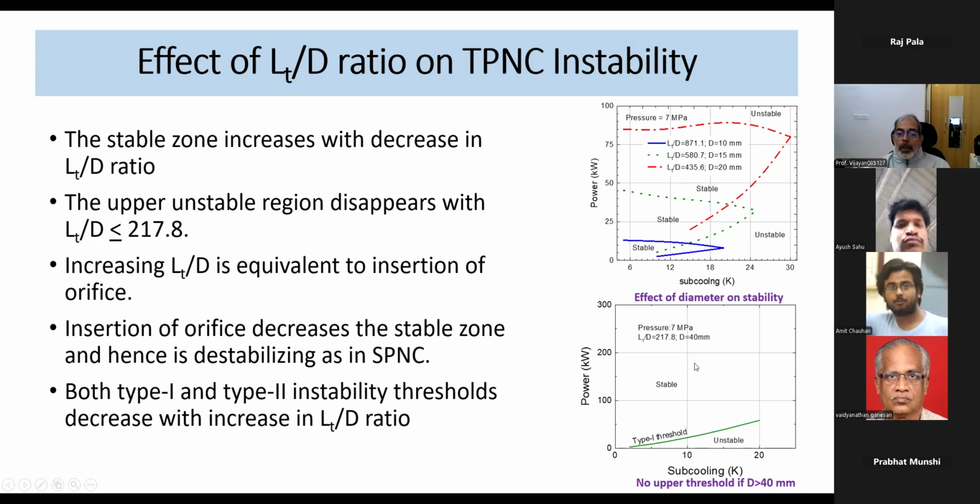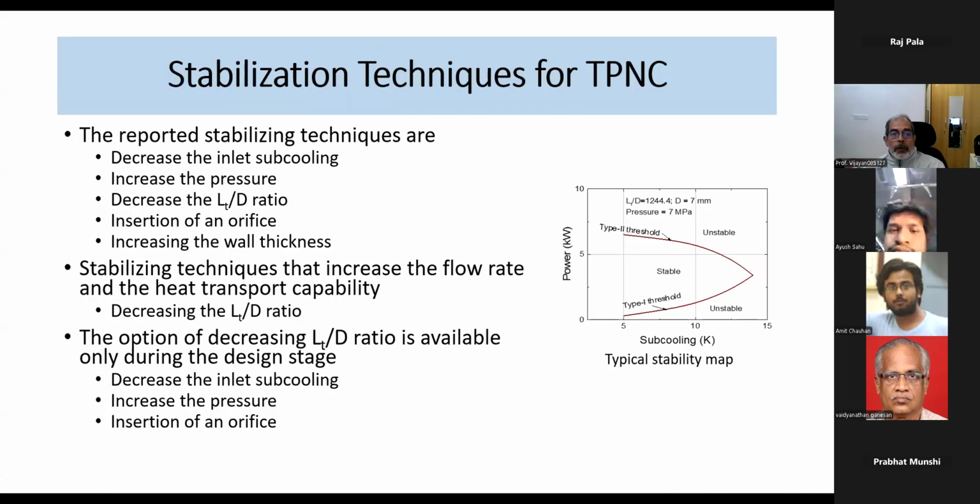And if you continue this way, and if you go to a 40 mm loop, here only up to 20 mm loop, if you go to a 40 mm loop, we find there is no upper threshold. What it means is, even up to x equal to 1, that is a quality equal to 1, you find the type 2 threshold is not observed. In other words, type 2 instability disappears if your diameter is more than a particular value.